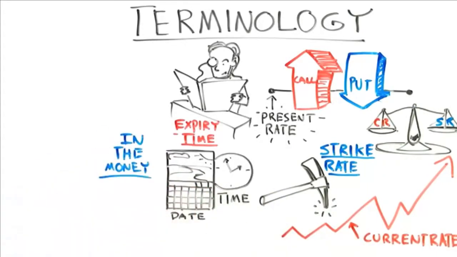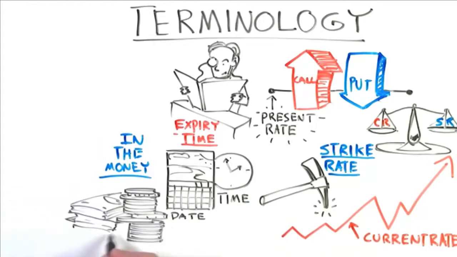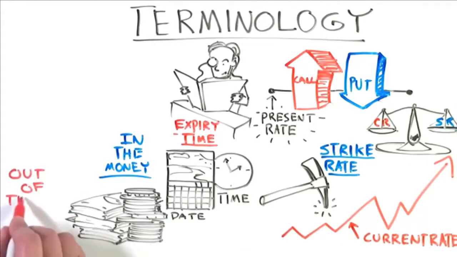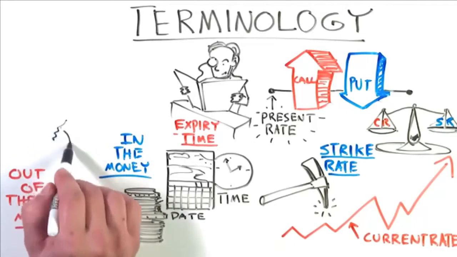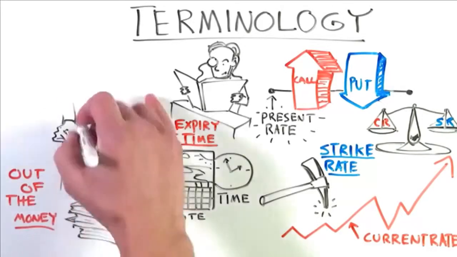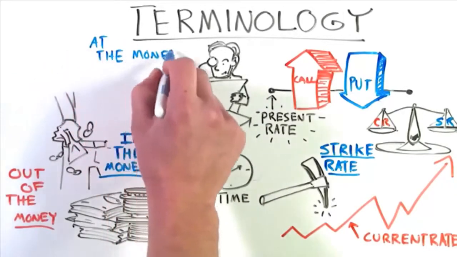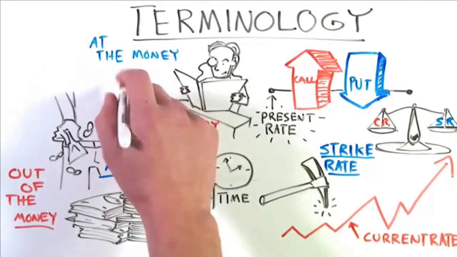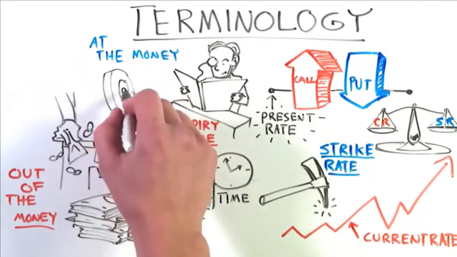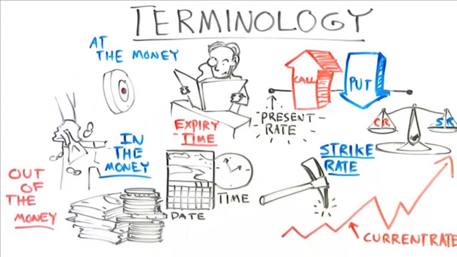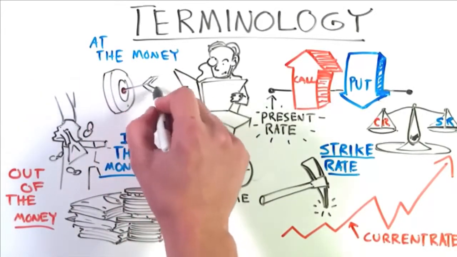In the money. When your trade is successful, i.e., you predicted correctly, it is called ending in the money. Out of the money. Conversely, if you were unsuccessful and you missed out on your position, your trade ends out of the money. At the money. If at the time of expiry the current rate is equal to the strike rate, the trade is deemed at the money, and your investment will be credited back to your account.